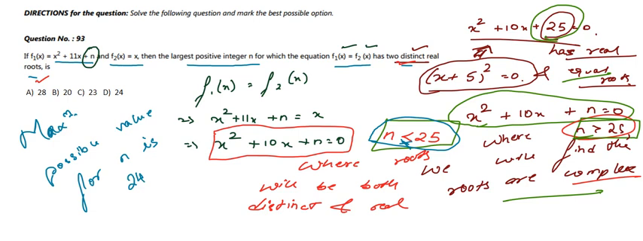So this will be n is less than 25 and the number less than 25 which is an integer. Here we have the largest possible positive integer, so the positive integer less than 25 is 24. So this is the maximum possible number for n for which this function has two real and distinct roots. So our answer is 24. Now let's check the options. Option D matches with our answer, hence the answer to this question is option D.